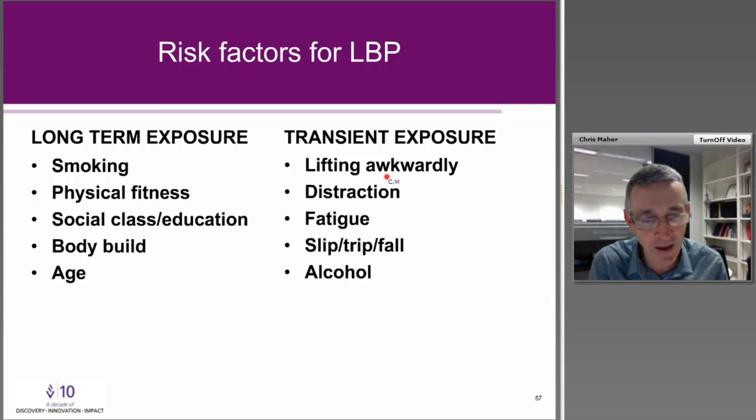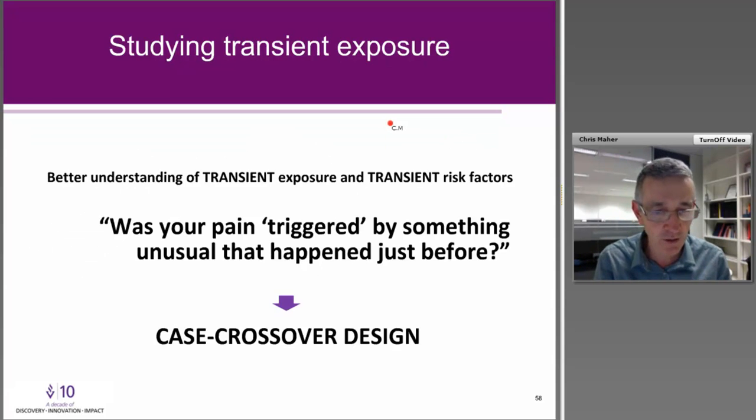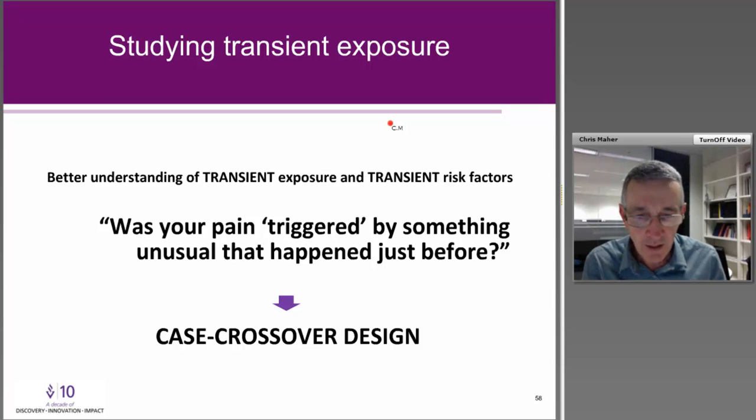And if you're thinking about it, things such as lifting awkwardly, being distracted when you're doing a task, slipping and tripping, they're often mentioned by patients, and the best way to look at these and to discover whether these actually do increase your risk of back pain is this case control design. And the case control study is really good at looking at this particular issue: was your pain, or was any disease, triggered by something unusual that happened just before the onset of the disease.